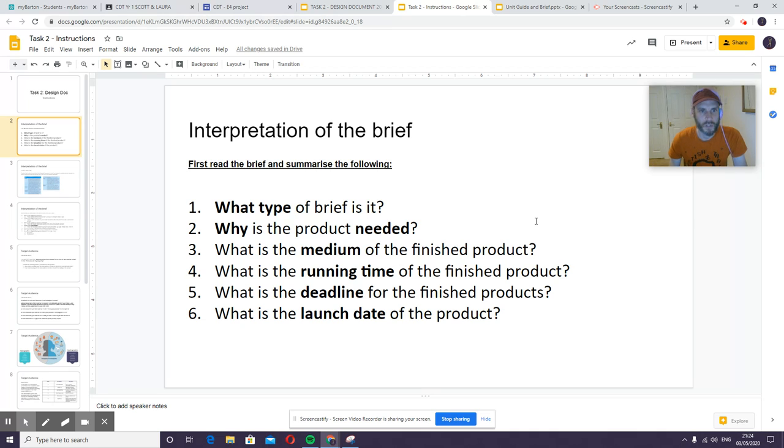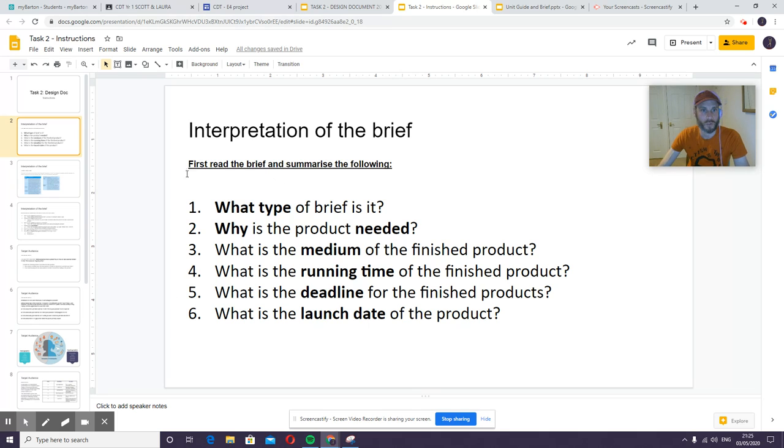Right, so the interpretation of the brief. This is a kind of mixture of your analysis of the brief. This is proving that you've read it and that you understand some of the basic requirements, and a combination of that and your interpretation of various things. That's what's going into the interpretation of the brief.